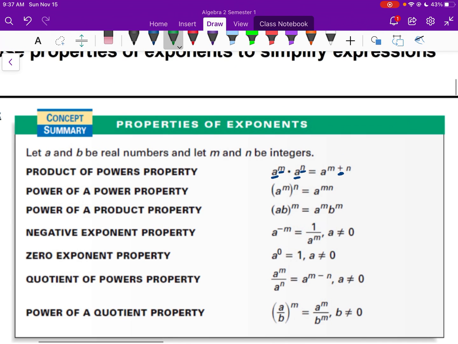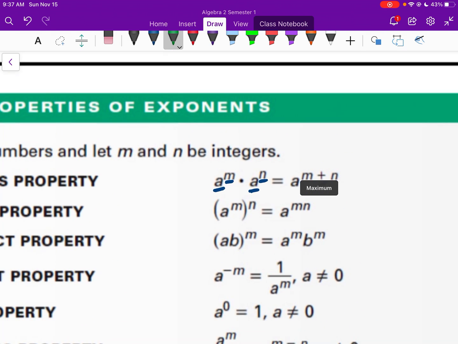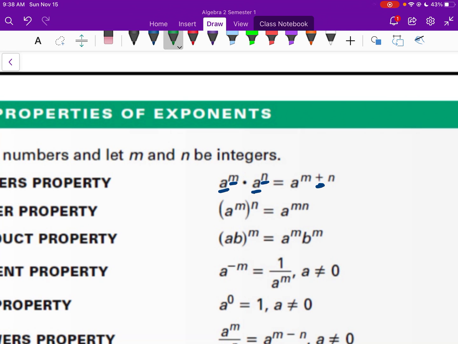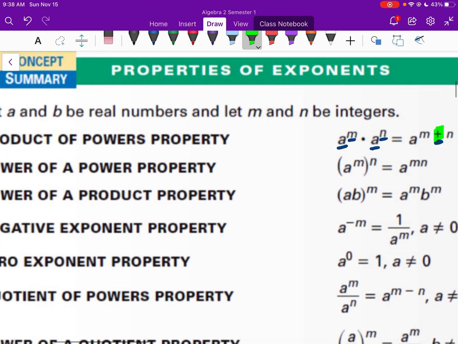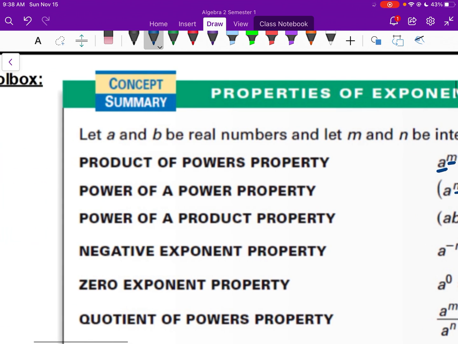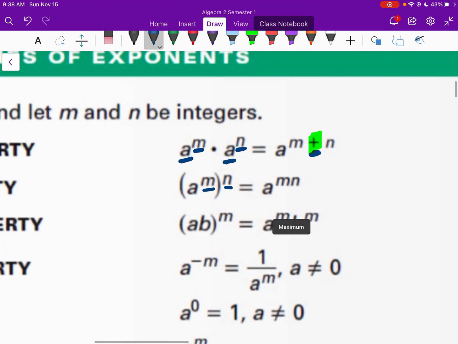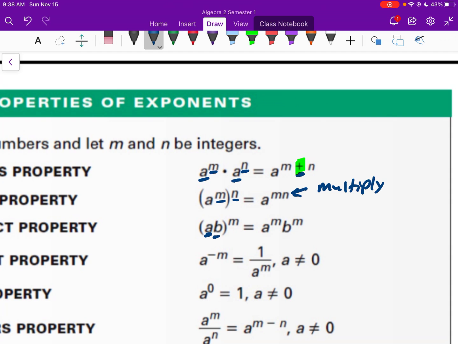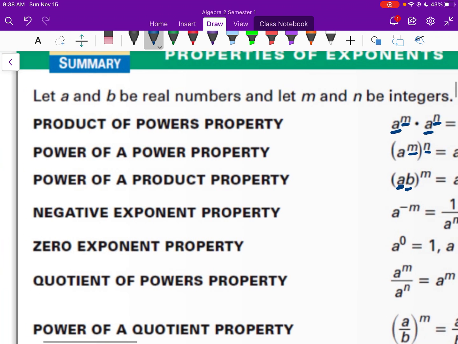Okay, so those properties that we have. Product of powers property: that is saying when we're multiplying two terms that have the same base, we are going to add the exponents. Power of a power: we're taking a term that has an exponent to another power, so we have a to the m to the n, and in those cases we multiply the exponents. Power of a product property: we have a times b, to the m power, that whole thing to the m power. We're going to take that exponent to both terms inside of the parentheses.